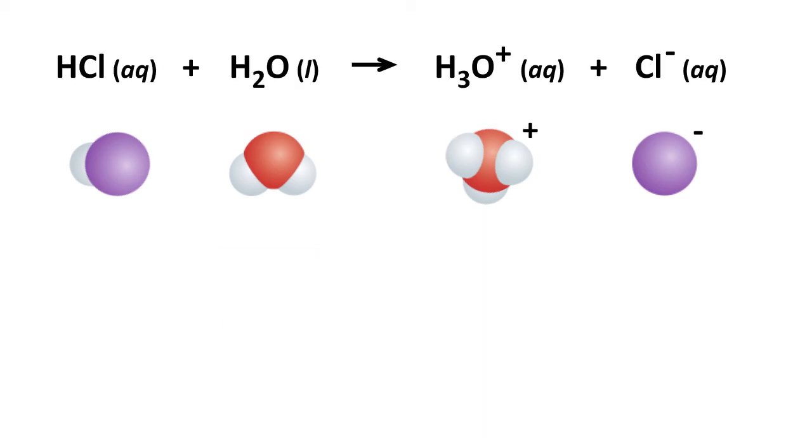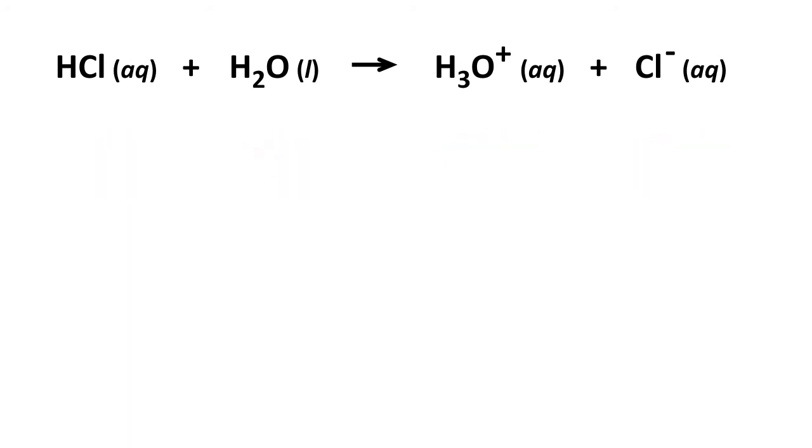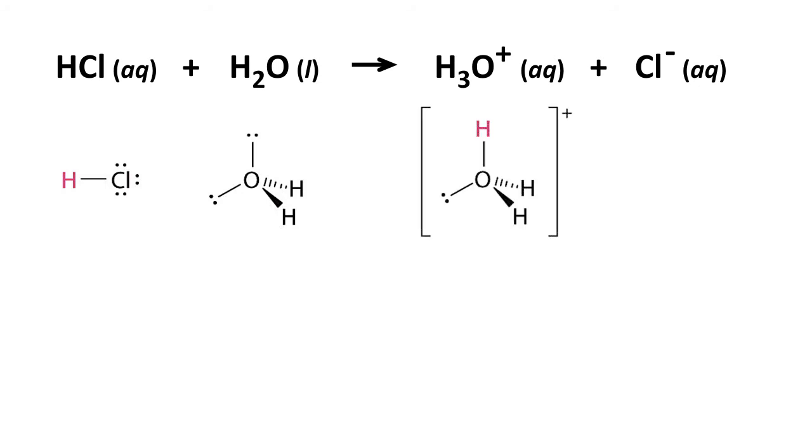Now, here's the molecular level image we just looked at. We can also look at this from a Lewis dot perspective, maybe gives us a little bit of deeper understanding. HCl, H2O, H3O plus, and Cl minus. Here are the Lewis dot structures. And the H from HCl is pretty happy to attach to a lone pair of electrons on the H2O. And so HCl donates a proton to the H2O.